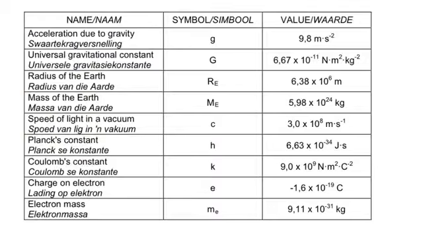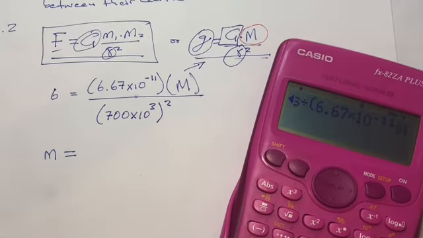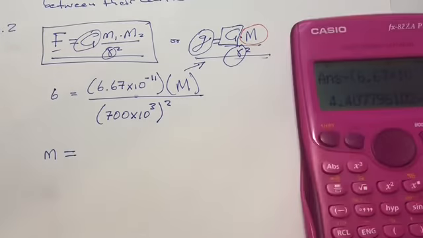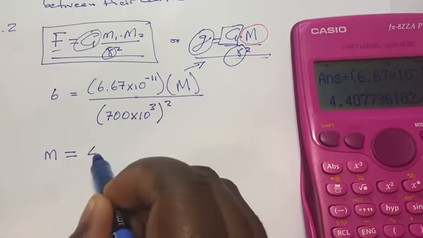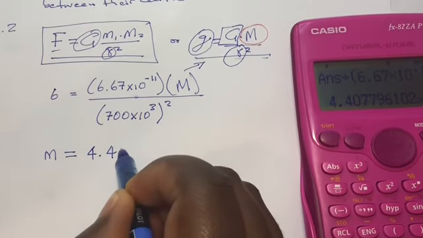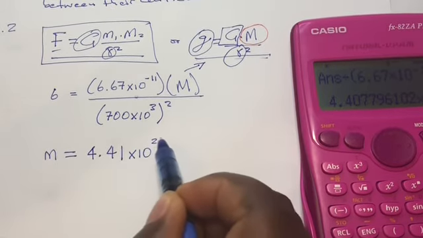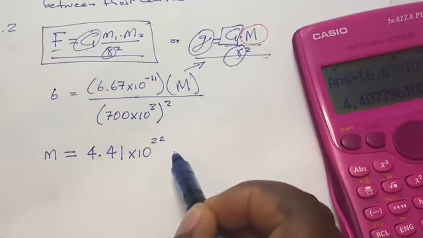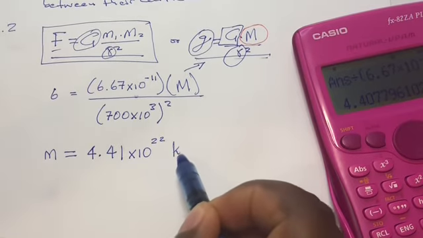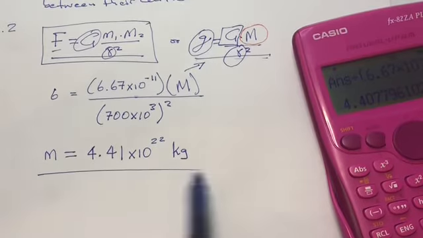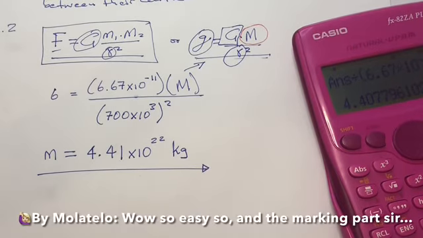Then you divide the answer by 6.67 by 10 to the power negative 11, which equals 4.41 by 10 to the power 22. So we've got our mass as 4.41, because we round it to 2 decimal places, by 10 to the power 22 kilograms. So this is the mass of the planet.